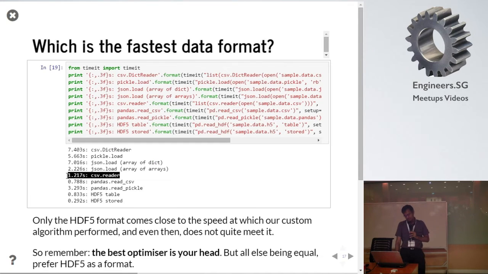CSV reader is reasonably fast. It's about six times faster than dict reader. So from a performance perspective, you probably do want to go for it. And again, the reason is that dicts are pretty slow.